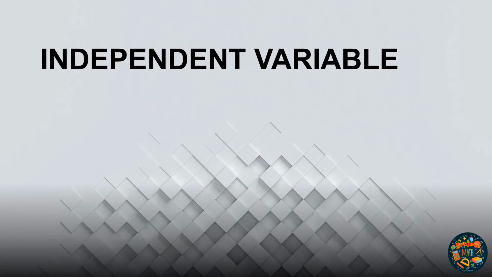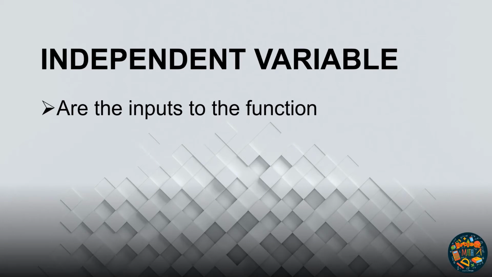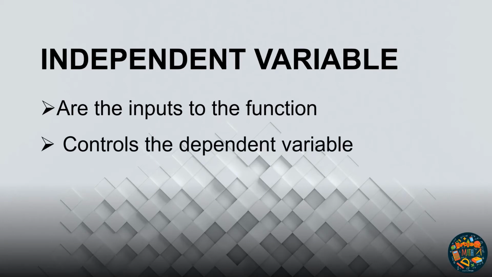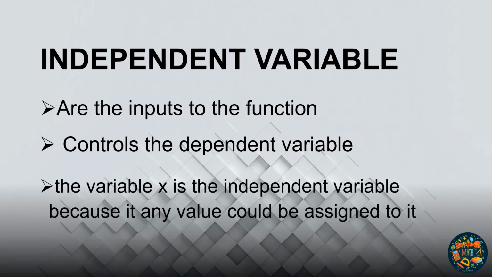While independent variables are the inputs to the function. This controls the dependent variable, and the variable x is the independent variable because any value could be assigned to it.